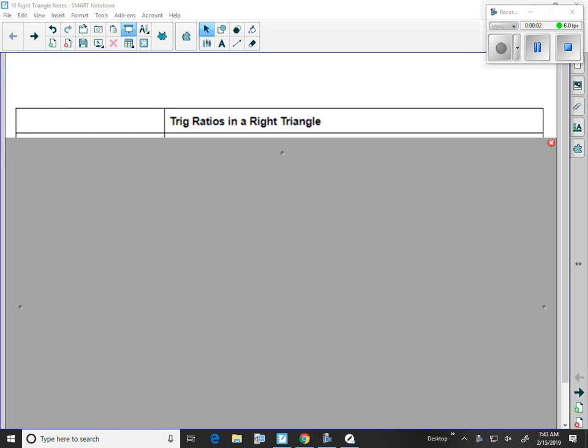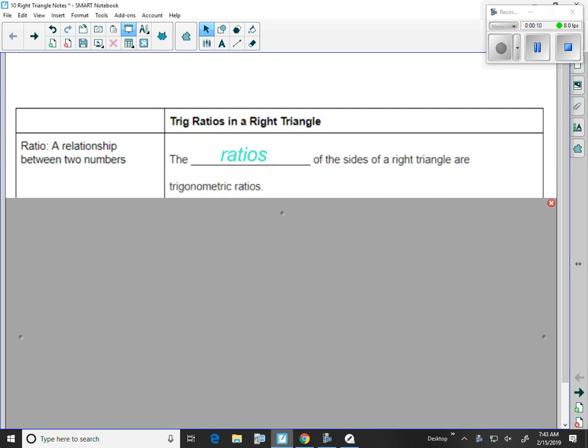Okay, group. So we're going to talk about right triangles that are not 30, 60, 90s and not 45, 45, 90s, but just have a right angle. When we talk about a trigonometric ratio, the ratios of the sides of a right triangle are trig ratios, meaning we can use sine, cosine, and tangent ratios to help us solve our triangles. And when I say solve a triangle, I mean we're going to find the angles and we're going to find the sides.